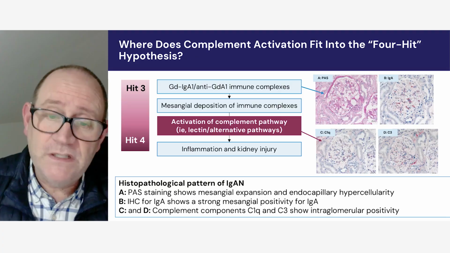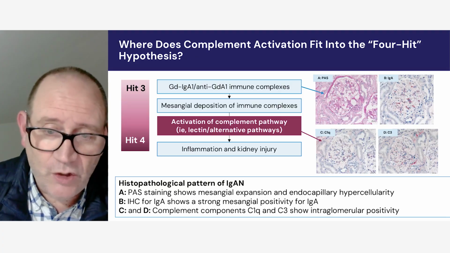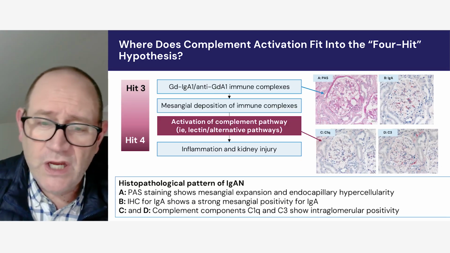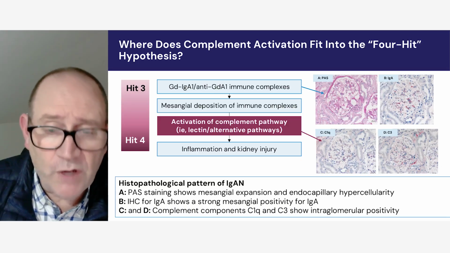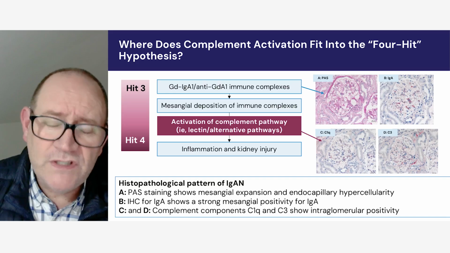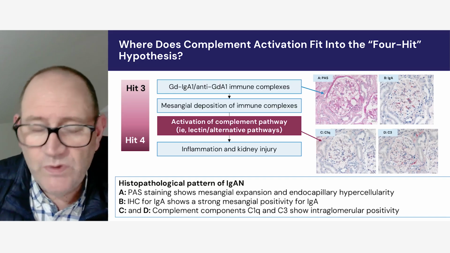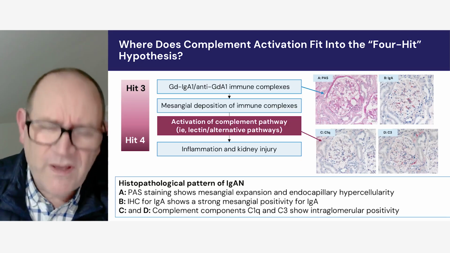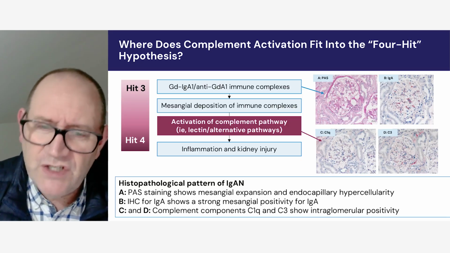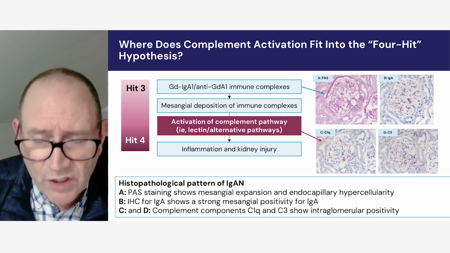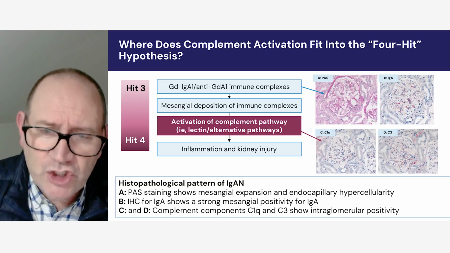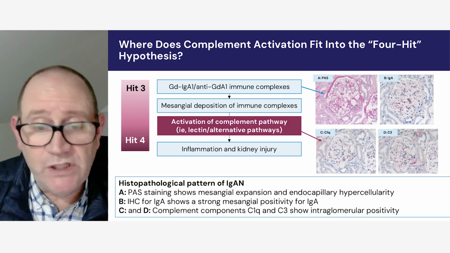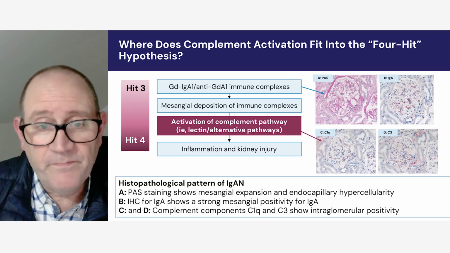And anyone who's been to a kidney biopsy meeting looking at new cases of IgA nephropathy will see that deposition of complement component C3 almost universally goes hand in hand with deposition of IgA in IgA nephropathy. And there's a lot of evidence to support activation of the complement system within the glomeruli as being a major driving force for glomerular damage and ultimately loss of kidney function.